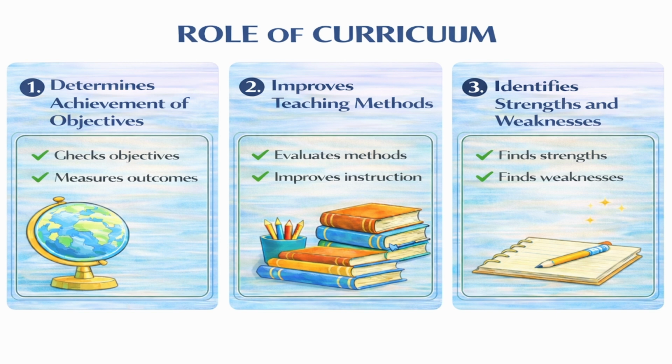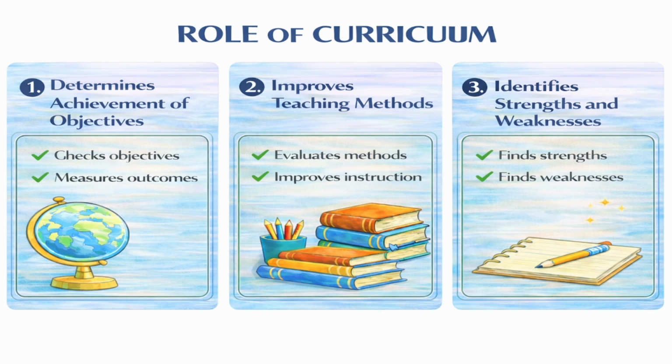For example, if evaluation results show that students are unable to apply mathematical concepts in problem solving, the curriculum may include more practice exercises and real-life examples. The next role is improve teaching and learning methods. This means evaluation provides information about the effectiveness of teaching methods used in the curriculum. It helps teachers modify their instructional strategies to improve learning. For example, if students do not understand a science concept through lectures, the curriculum may incorporate experiments, demonstrations and activity-based learning.